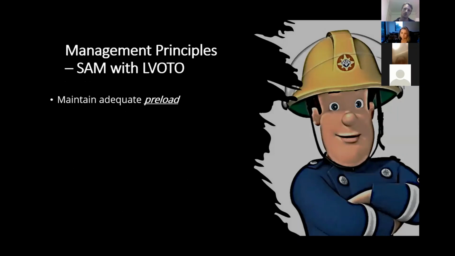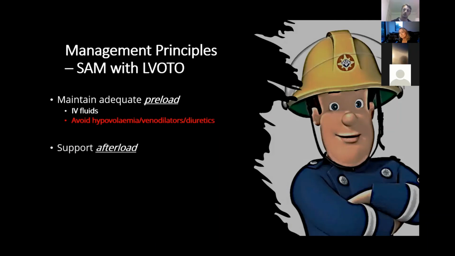obstruction. What you want is a good preload. You want slow and steady rather than fast, because if you have a really fast, empty, hyperdynamic heart, you're going to have that high velocity, hence low pressure, hence more dynamic outflow tract obstruction. So you want to give IV fluids. You want to avoid hypovolemia, avoid venodilators and diuretics. You want to support the afterload.